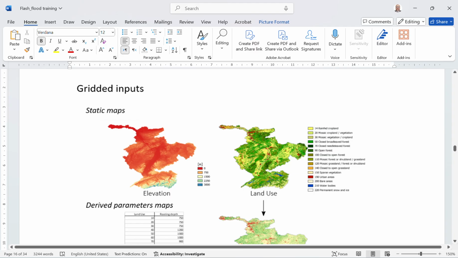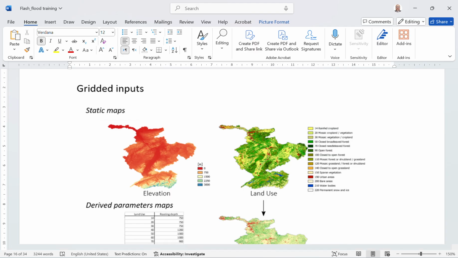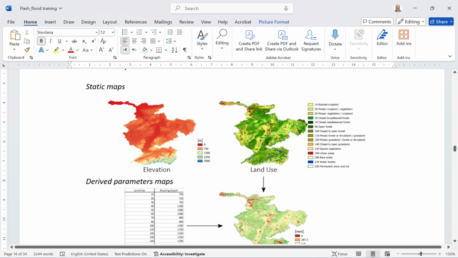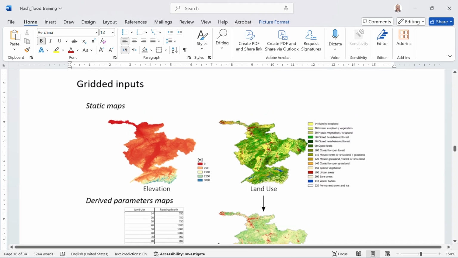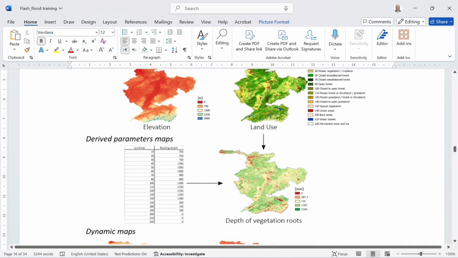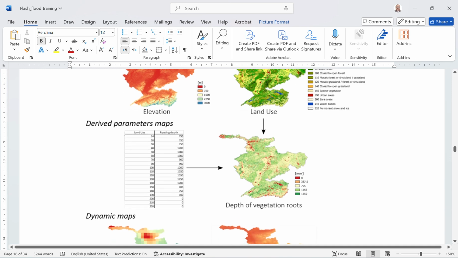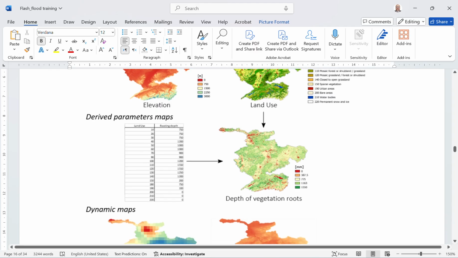As an input to our Wflow model, we have different types of gridded inputs. The first one is the static map, and here, for example, we have the elevation map and land use map. And the second type of maps, these are derived parameters maps. Here, for example, this is the depth of vegetation roots. This is a derived parameters map.